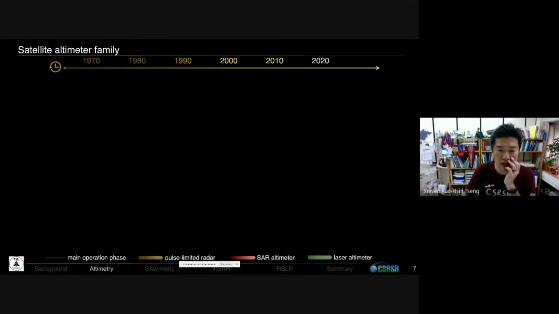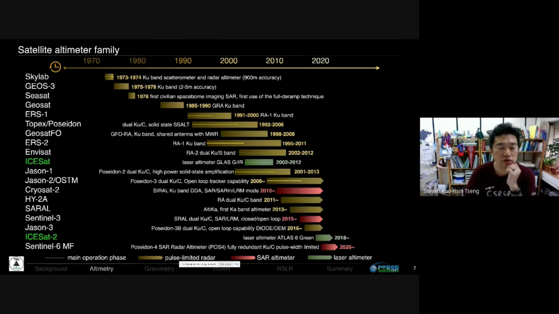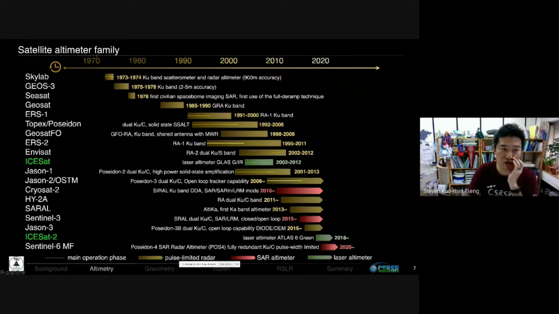Now we are entering the first phase, which is satellite altimetry. The sensor itself is called an altimeter. So ALTI is to measure the height, and meter is to measure. To measure the height on board a satellite, we can date back to 1970.